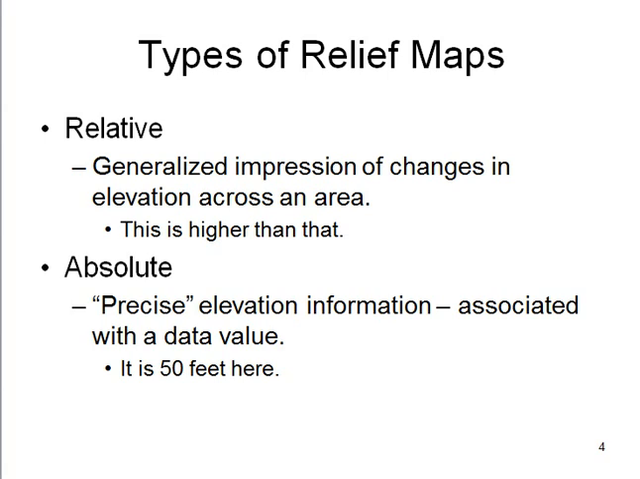The absolute relief gives you a number. It is telling you this spot is 50 feet. This spot is 100 feet. The relief between these two places is 100 minus 50, or 50 feet.